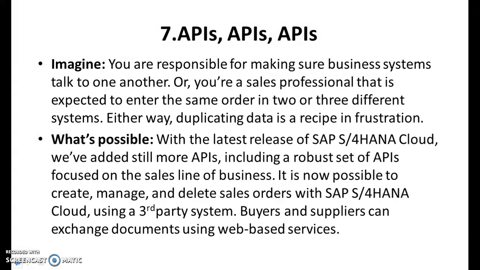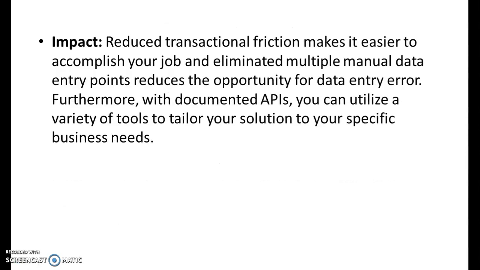What's possible with the latest release of SAP S4 HANA Cloud 1811 is that we have added still more APIs, including a robust set of APIs focused on the sales line of business. It is now possible to create, manage, and delete sales orders with SAP S4 HANA Cloud using a third-party system as well. And buyers and suppliers can exchange documents using web-based services as well.